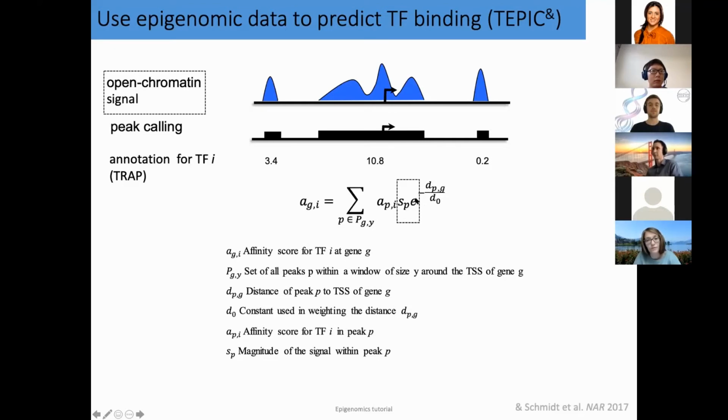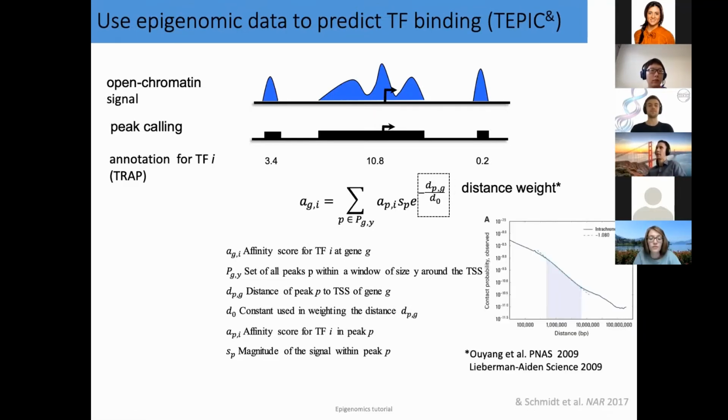Now, one important problem is how far you want to go. I said this is a window-based approach. So what we're doing here is saying that the further away you are from the transcription start site, the less likely it is that this region has an impact on the gene. Why is that so? Because people have observed from Hi-C data that the likelihood of getting in contact with another position along a chromosome decreases basically exponentially with distance.